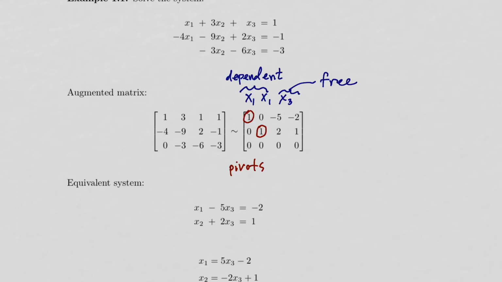Remember, the last column is always your constants. So there's no x4 here. This is not the x4 column. This column came from this column, which corresponded to the constants on the right hand of the equal signs.